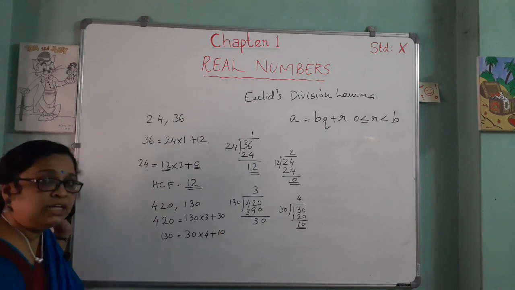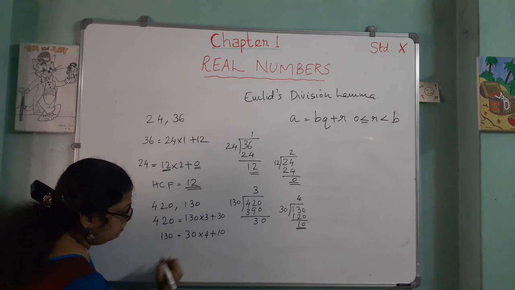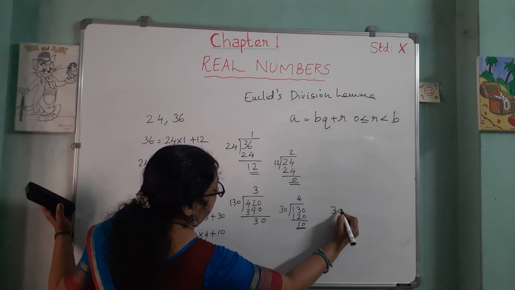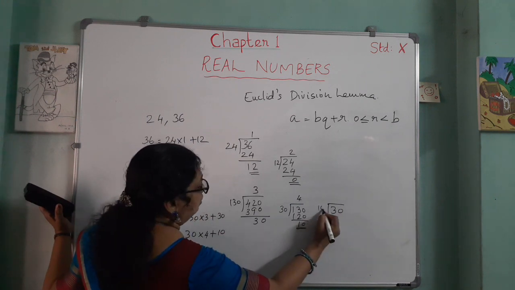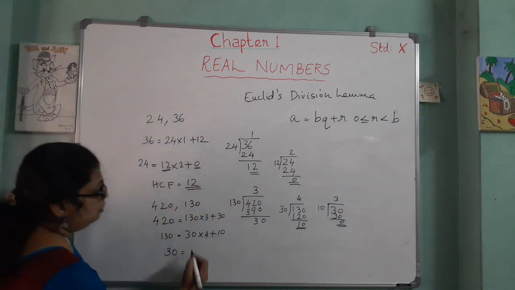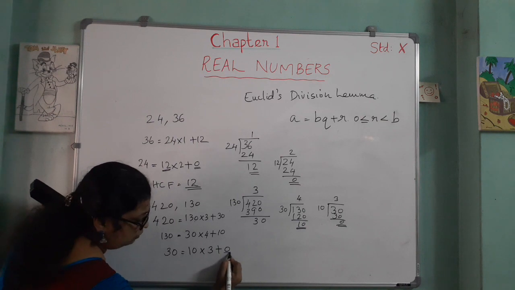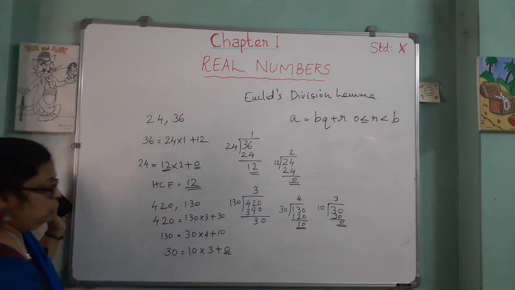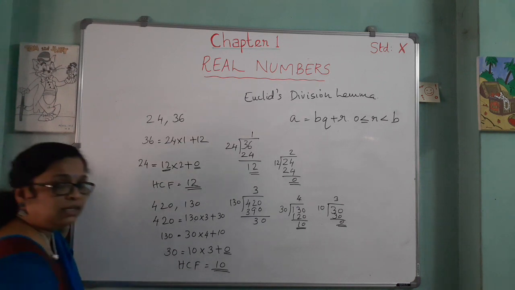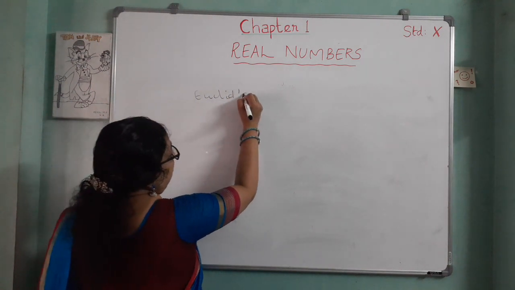Here also the remainder is not equal to 0. So again we write this divisor as dividend, that is 30, and we divide 30 by 10. So 3 times 10 is 30 and the remainder is 0. So we can write 30 equal to 10 into 3 plus 0. Now we get remainder as 0. So the HCF is 10. Clear?